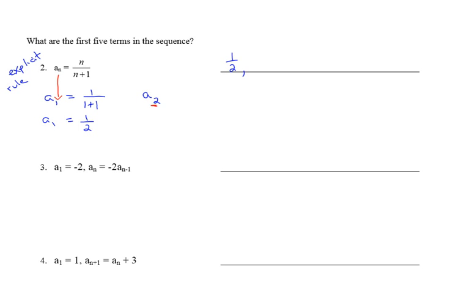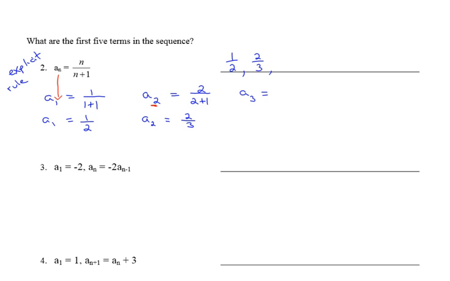The n is a 2. So everywhere I see an n in my rule, I'm going to substitute a 2. So 2 over 2 plus 1. And now I simplify. 2 over 3. So the second term in my sequence is 2 over 3. Now I need to find the third term in my sequence. So I need A sub 3.